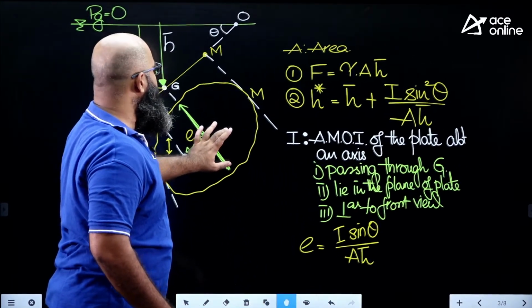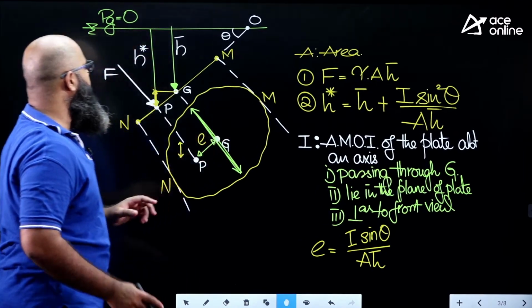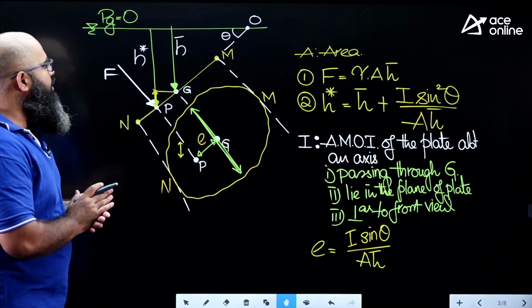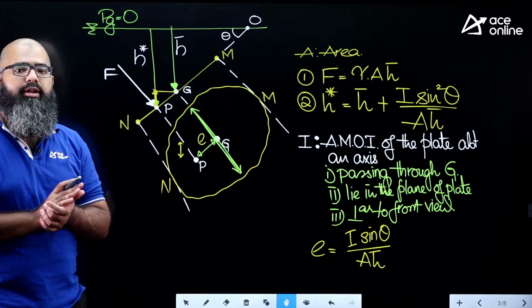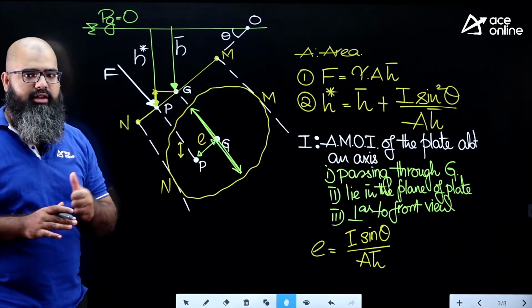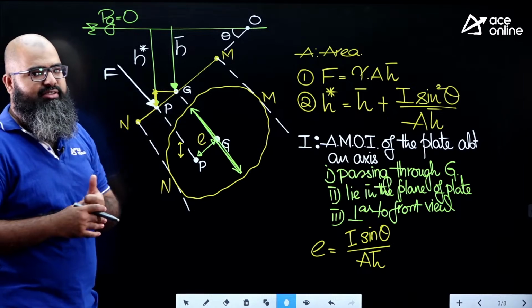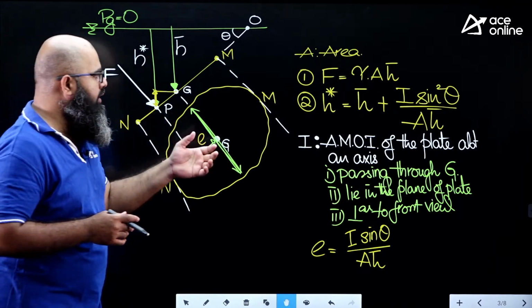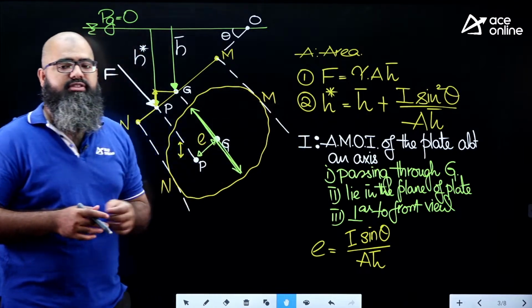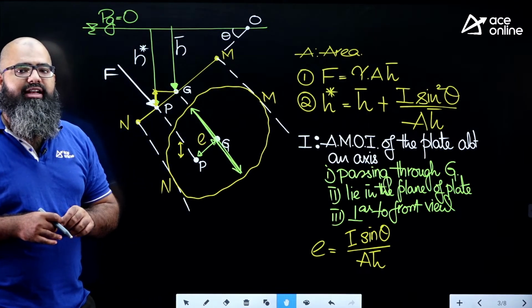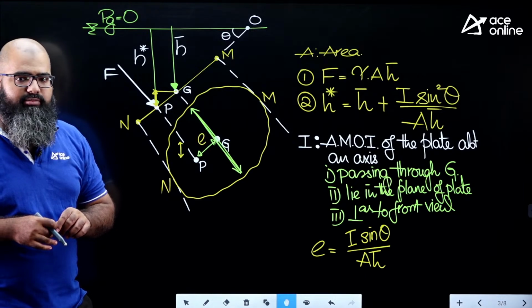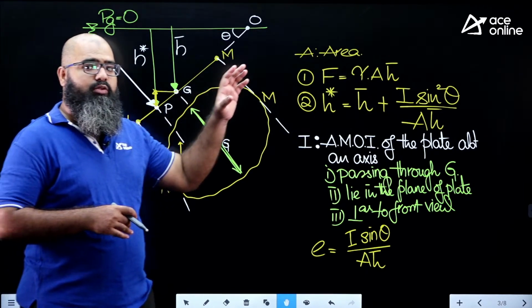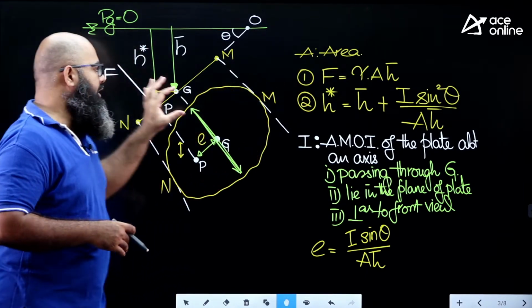So this completes the set of formulas we have in the case of hydrostatic forces acting on a flat plate. I hope all these formulas are clear. Three formulas we have. First formula is for hydrostatic force, that is equal to gamma area h bar. Second formula is for h star, the location of center of pressure, h bar plus I sine square theta upon area h bar. Now I sine square theta upon area h bar is the additional value we are having.